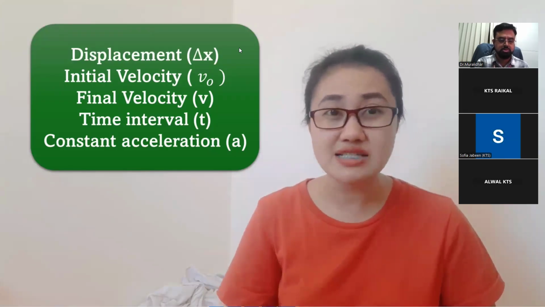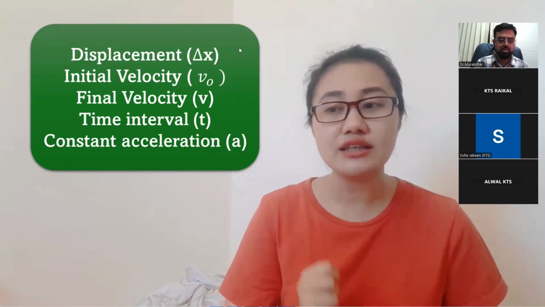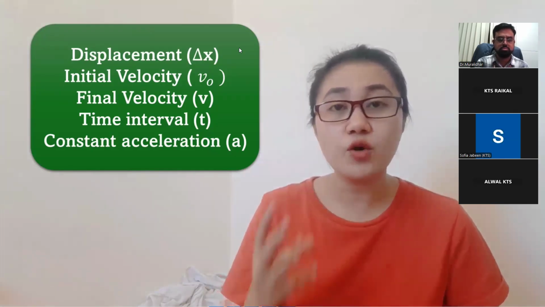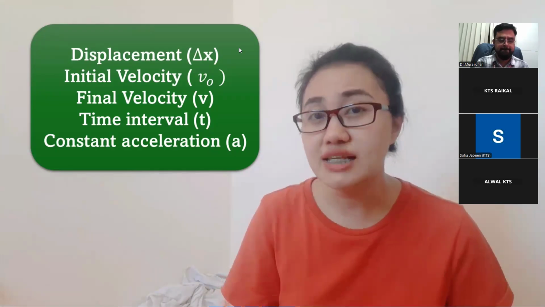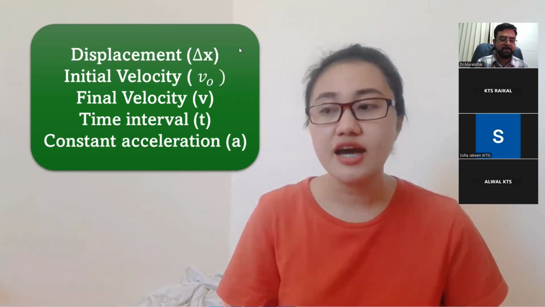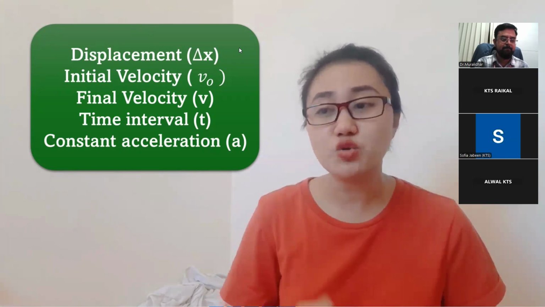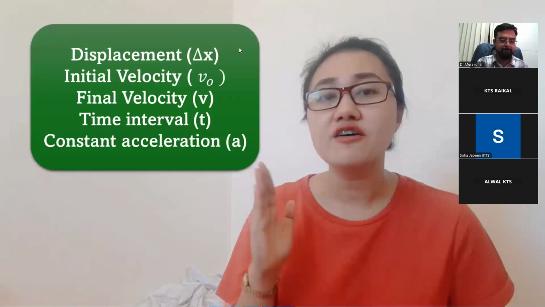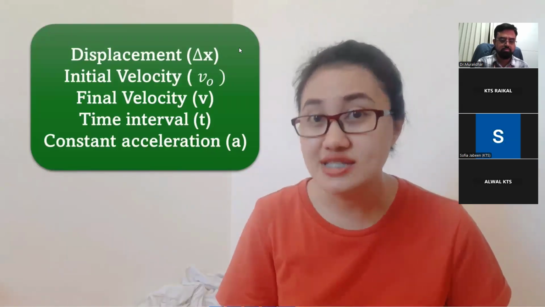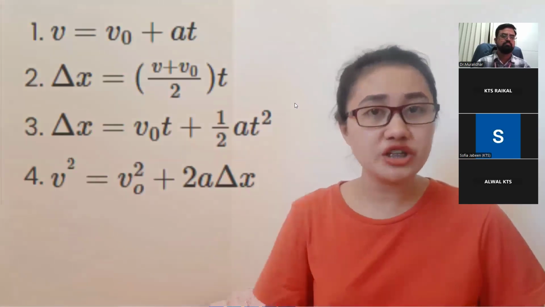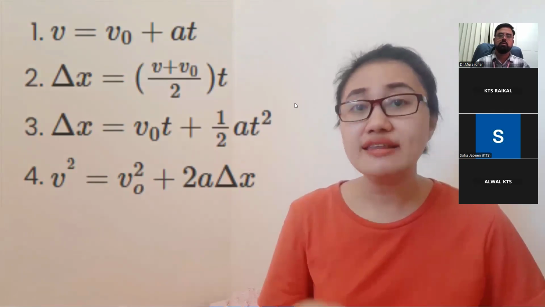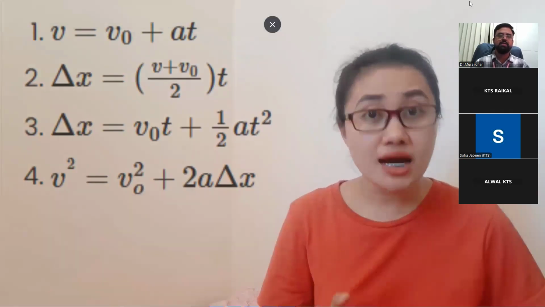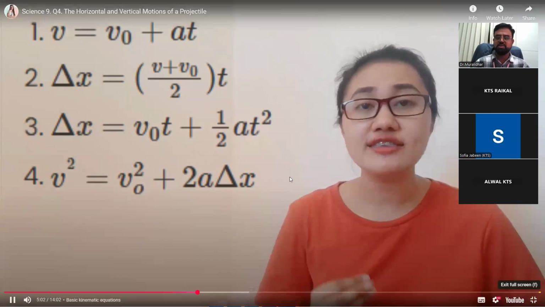And of course, we also have the small letter t. That small letter t is for the time interval. Again, the time interval is denoted by the small t. And of course, the last one is the constant acceleration, which is denoted by small letter a. So, tatandaan nyo yung 5 variables na yan na gagamitin natin sa equations na ipapaliwanag ko mamaya. Okay, so these are the 4 basic kinematic equations. The first equation is v is equal to initial velocity plus acceleration times the time interval.